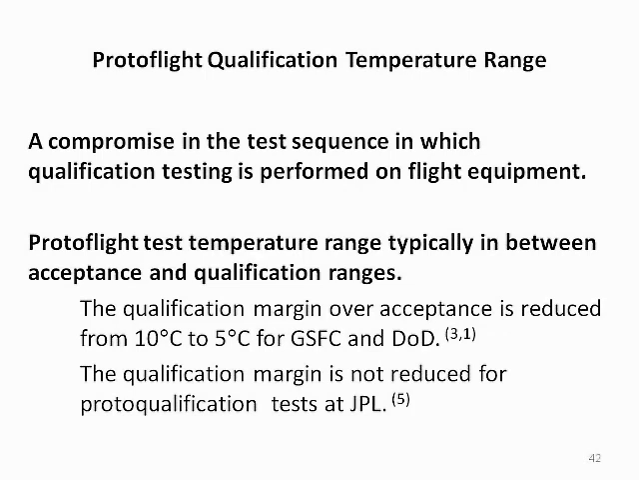In this option, the severity of the test environment is usually reduced by using a temperature range which is between the acceptance and qualification ranges. NASA Goddard and DoD accomplished this by reducing the qualification margin over acceptance from 10 degrees C to 5 degrees C. The qualification margin, however, is not reduced for proto-qualification tests at JPL.